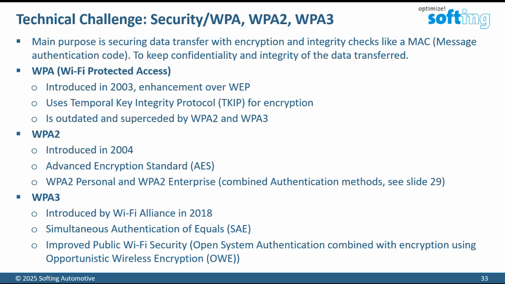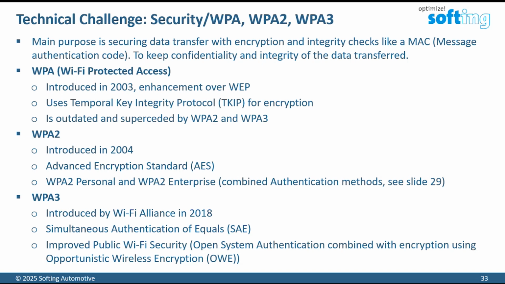WPA 2 was, as I mentioned, introduced with 802.11i in 2004. It uses the Advanced Encryption Standard, a standard for encryption that has been devised with this specification. And it comes in two types. One is WPA 2 Personal and the other is WPA 2 Enterprise. WPA 2 Personal uses the pre-shared key, and WPA 2 Enterprise uses the extensible authentication protocol. See the authentication methods on the previous slide.